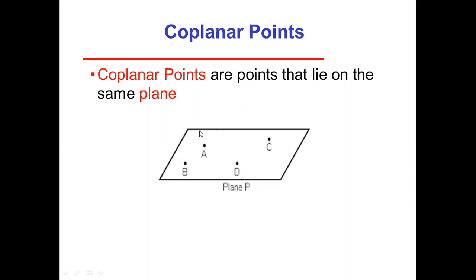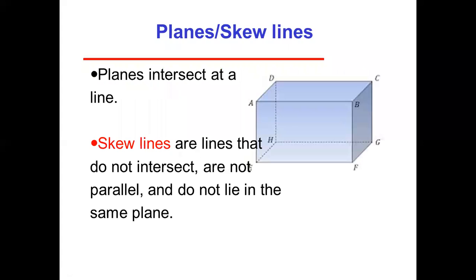So we can say that this is a plane P and there are 4 points which are lying on the same plane. So this is called coplanar. If the points lie on the same plane, then those points are called coplanar points. Now you can see planes or the skew lines.